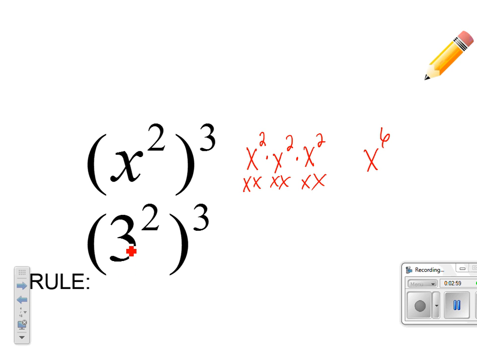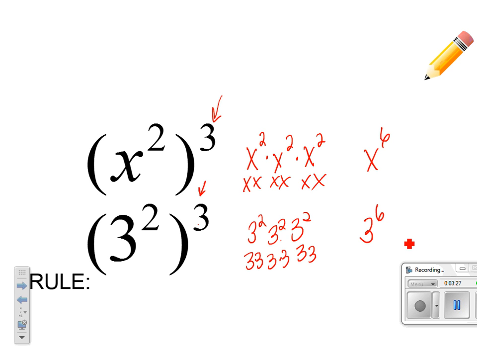So this says 3 squared cubed. So I would write 3 squared 3 times, because a power tells you how many you have. So I have 3 squared 3 times. So now I have 3 squared, which means I have 2 3's, 3 squared, which means I have 2 3's, 3 squared, which means I have 2 more 3's. And how many total 3's do I have? I have 3 to the 6th.